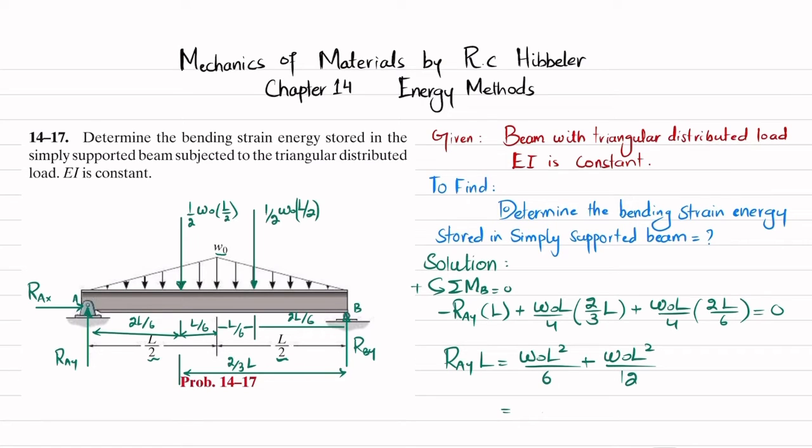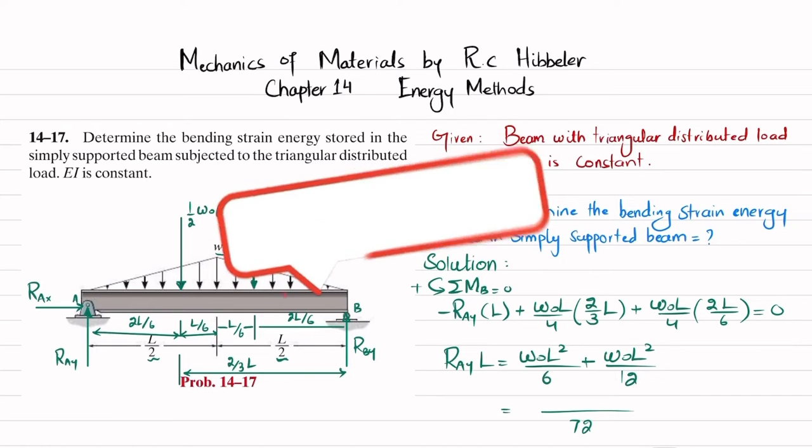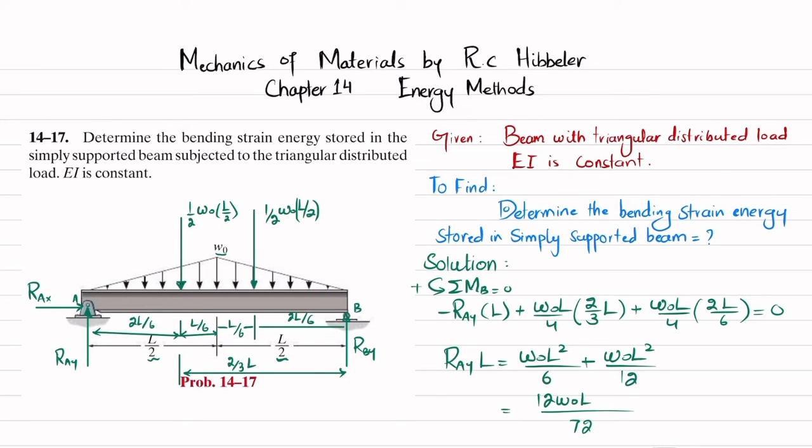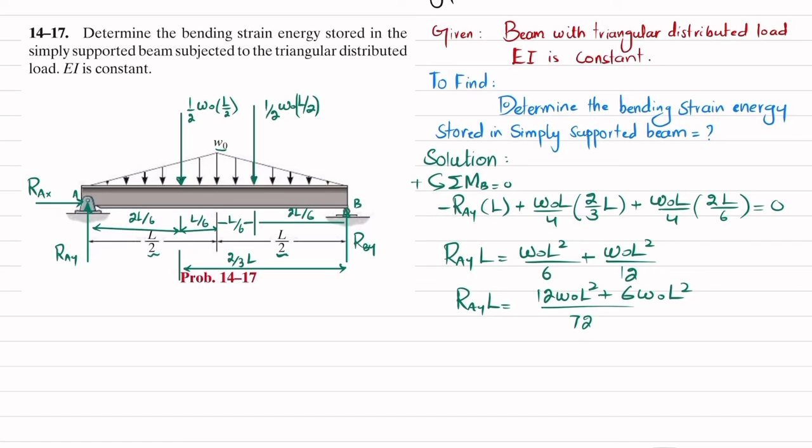Clear? And if you take the LCM, that will be 72. 72 divided by 6 is 12, and 12 multiplied by W naught L square will be this one, plus 72 divided by 12 is 6, so it will be 6 W naught L square, that will be equal to RAY times L. So from here we will get 18 by 72 W naught L square, and that will be equal to RAY times L. So RAY will be equal to W naught L over 4.